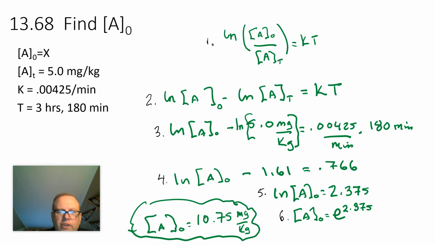So I have everything now but the natural log initial. I then add 1.61 to each side, so I get this. I then do base natural log of 2.375, and I get this value of 10.75 milligrams per kilogram, and that is the answer.